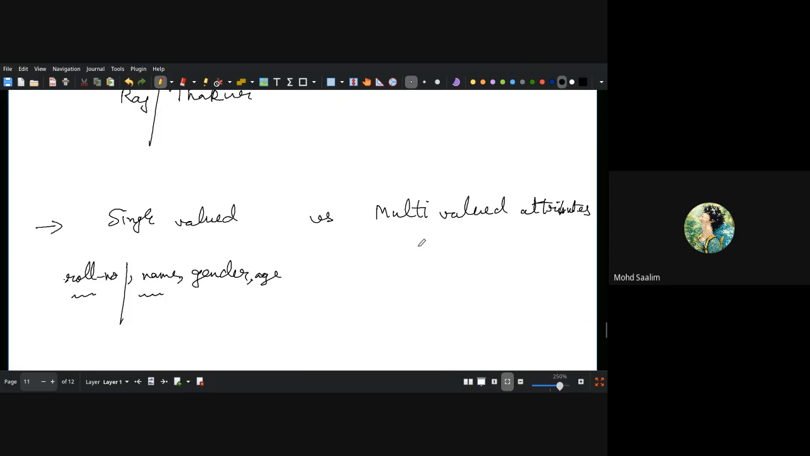But when we talk about multi-valued attributes, then the multi-valued attributes can be something like a phone number. You can have multiple phone numbers, right? So these type of attributes where you can have multiple values are multi-valued attributes. Okay.